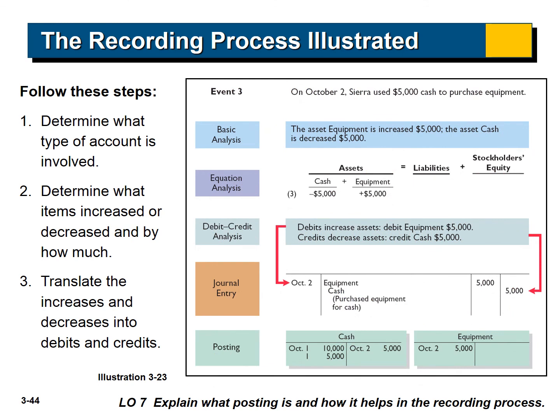Repeat it for transaction 3. Use $5,000 cash to purchase equipment. Equipment is increased by $5,000, cash is decreased by $5,000. In the equation format, cash decreases, equipment increases. In debit-credit format, remember debits increase assets and credits decrease assets. Oops, sorry. I've got to journalize first and then post to the respective accounts.